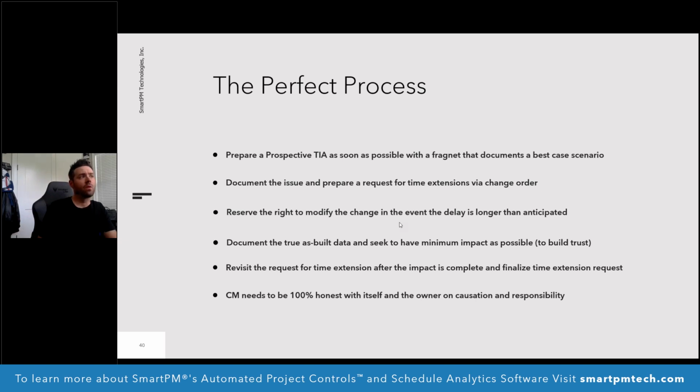You know, don't say, well, it could take 4 months, so I'm going to drop in a 4-month fragnet, which is going to push the end date out 4 months, and hopefully we'll do better. No, you want to think, what if it goes as best as planned? That's what I want to do. I'm going to do everything I can to make sure that this goes as best as planned, and I'm even going to mitigate some of that delay down the road by being smart with how I can resequence a few things. I want to have minimal exposure here, and I want to prove to the owner how I'm going to get that minimal exposure, and that's your TIA. Document the issue and prepare the request via change order. Reserve the right to modify the change.